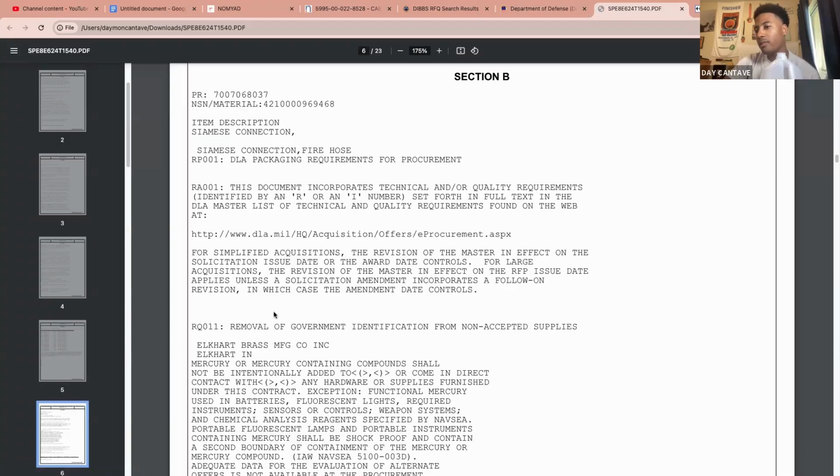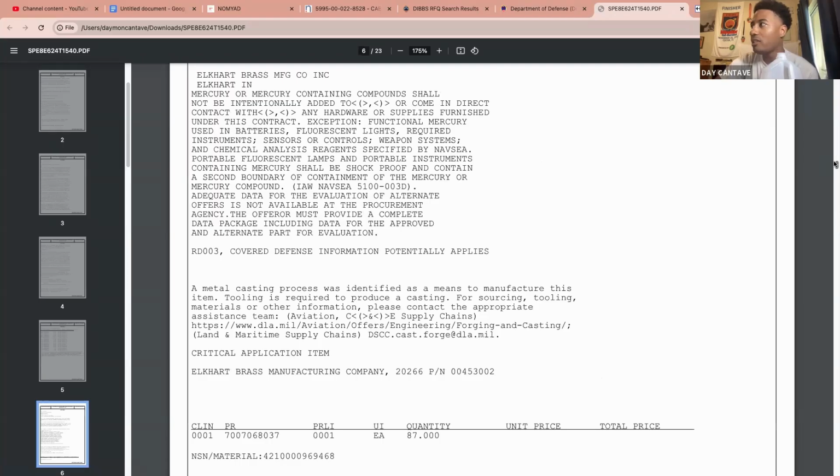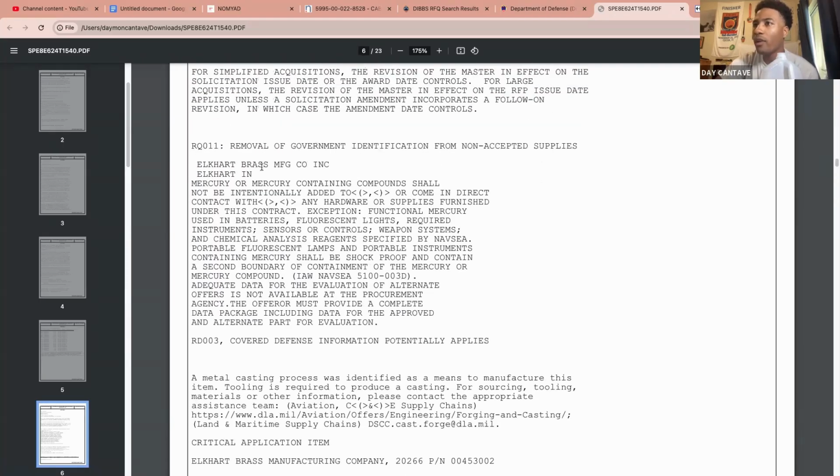And then this talks about the names of the companies. So RQ011, I forget exactly what it means, but it talks about if you're going to be selling something that's an alternate and it doesn't have a cage code on it, there's a way that you can go about submitting it, which I'll have down packed and memorized by the time the boot camp comes around. And then here you've just got the companies listed.